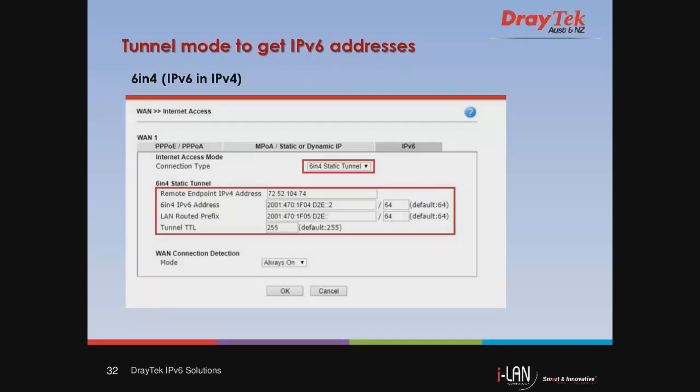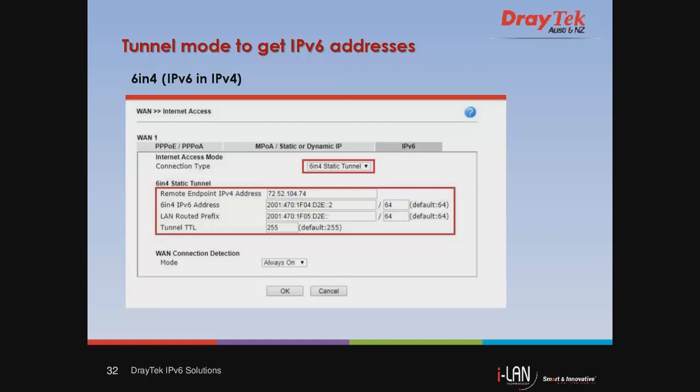An example of tunneling IPv6 is 6-in-4. 6-in-4 is a transition mechanism for migrating IPv4 to IPv6. It also uses tunnels to encapsulate IPv6 packets over IPv4. In this method, the IPv6 connectivity is provided by a tunnel broker on the IPv4 internet through a manually configured tunnel. To use a 6-in-4 static tunnel, you need to sign up for a tunnel broker service and get an IPv6 address and routed IPv6 prefixes first.